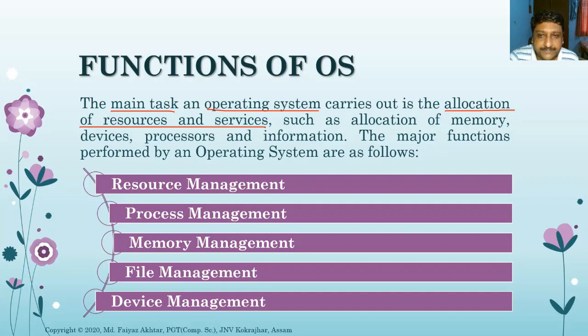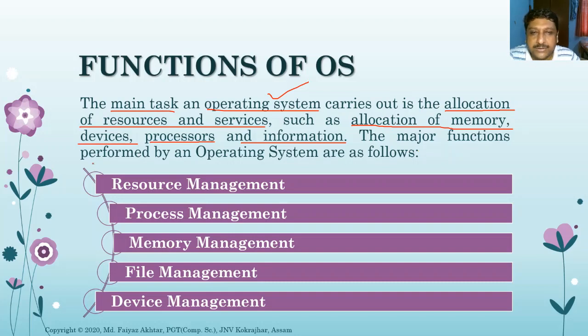And services it provides. So the main task of an operating system is the allocation of resources and services, such as allocation of memory. Suppose we are going to start an application. Then for that application some memory is required. For that purpose, operating system is responsible for allocation of memory for that application software, allocation of devices, processor time, and other related information.